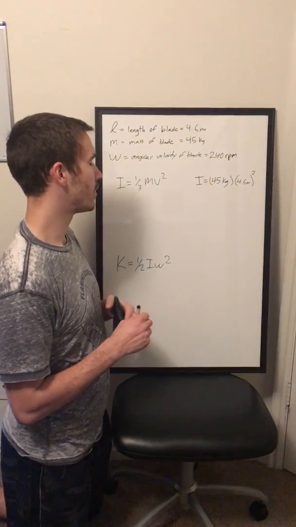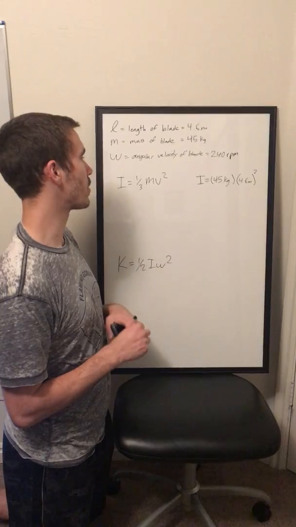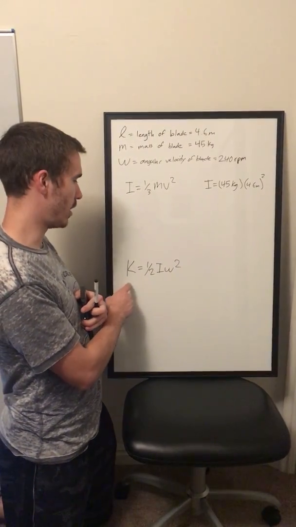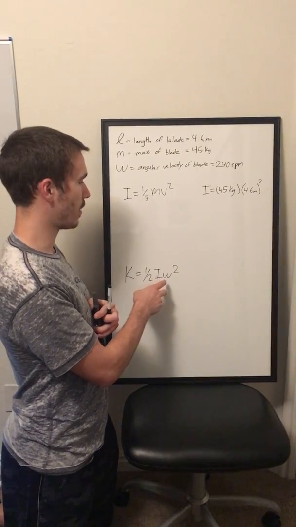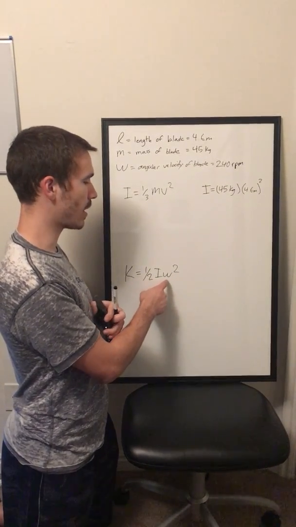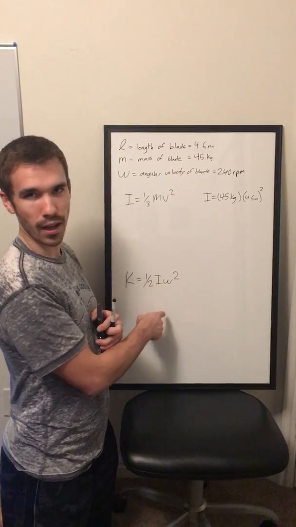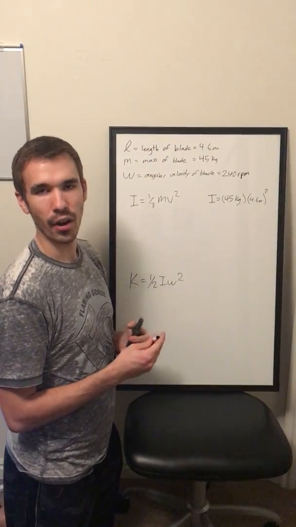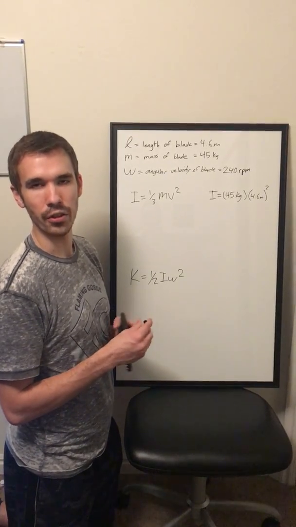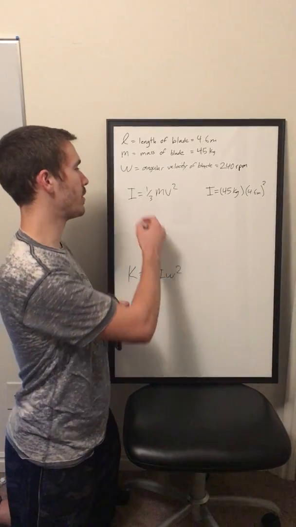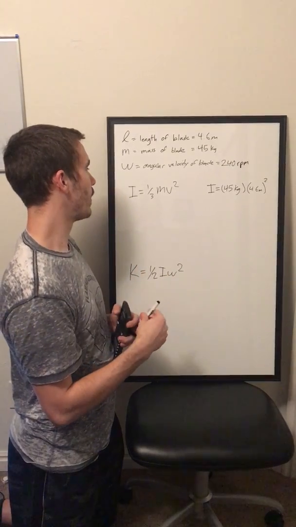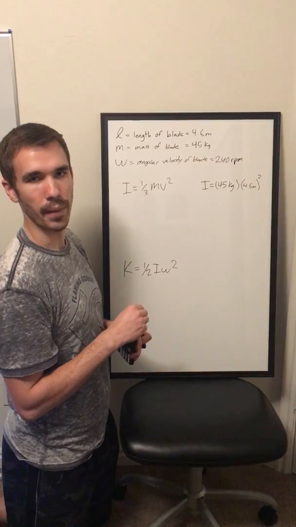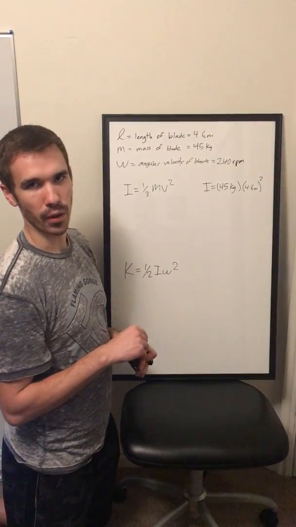So basically, to solve for this question, what we have to do is we're trying to get to this equation here, which is kinetic energy equals 1/2 times the rotational inertia times the angular velocity squared. But to get to that, we don't have our rotational inertia, so to get that we have to use this equation here, which is the inertia equals 1/3 times the mass times the length squared.